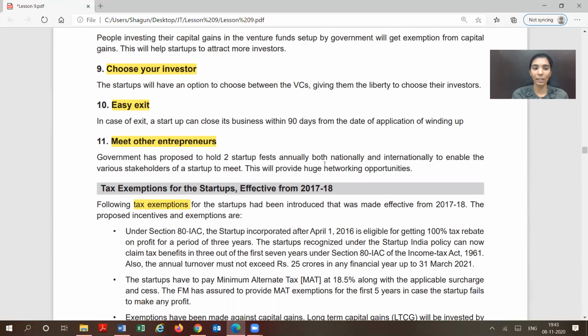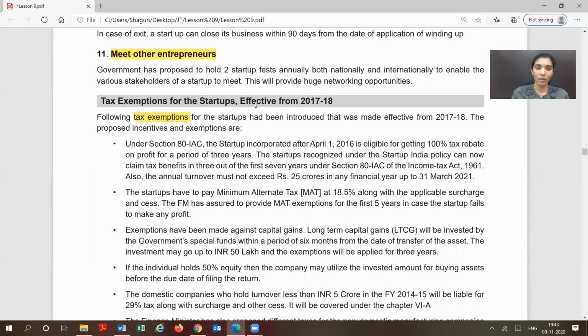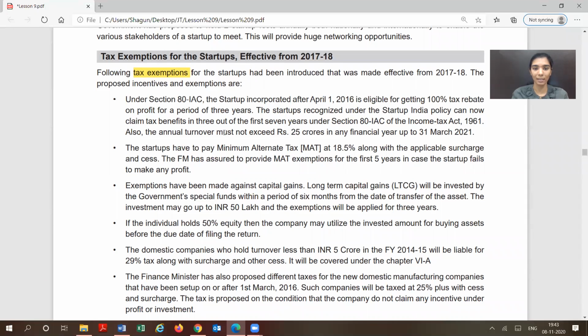So इसमें क्या होगा, networking होगा. They are trying to make all the startup entrepreneurs meet each other. So there are chances that they will be able to create high network opportunities. So these are the tax exemptions for startups with effect from 2017-18. Some of them I have already discussed above. Rest you can just have a go through.